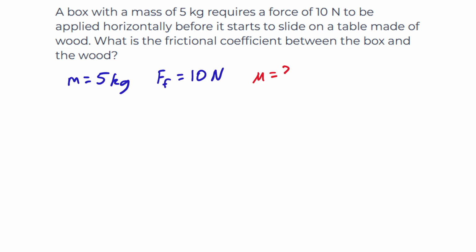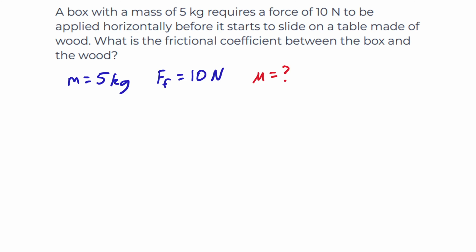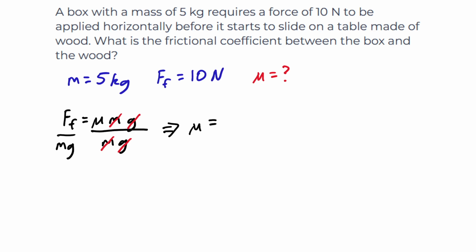The frictional coefficient is a ratio, so it doesn't have any units. Step 3. Find the equation that has all of our variables. We can use the same equation, friction force equals mu times mg, but we need to rearrange for mu. So we can divide both sides by m and g, which gives us mu is equal to F over mg.